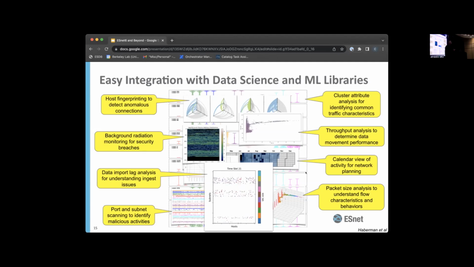With the SQL query, what you can actually do is start running visualizations. So here are some of the visualizations that we did just for fun, right? You can do things like host fingerprinting, anomaly detection, background radiation, log analysis, port scans, and so on.